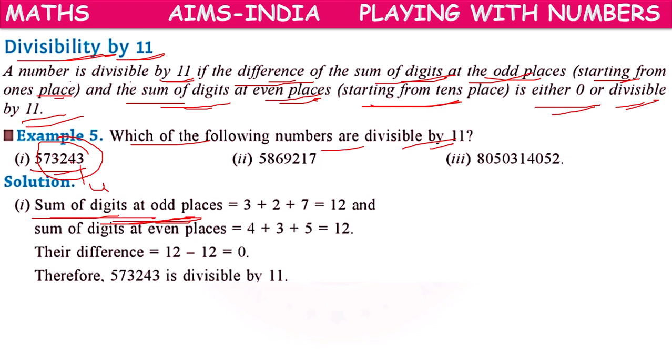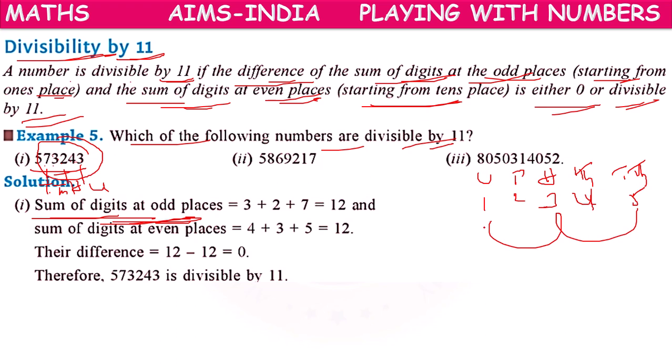After that, we have to leave one place, take the next place, the hundreds place, leave the next, then the 10,000s place, like that, one by one. If the extreme right position, the units position, is considered as the first position, then tens is the second position, hundreds the third, thousands the fourth, 10,000s the fifth, like that. So 1, 3, 5 are odd numbers, considered as odd positions.